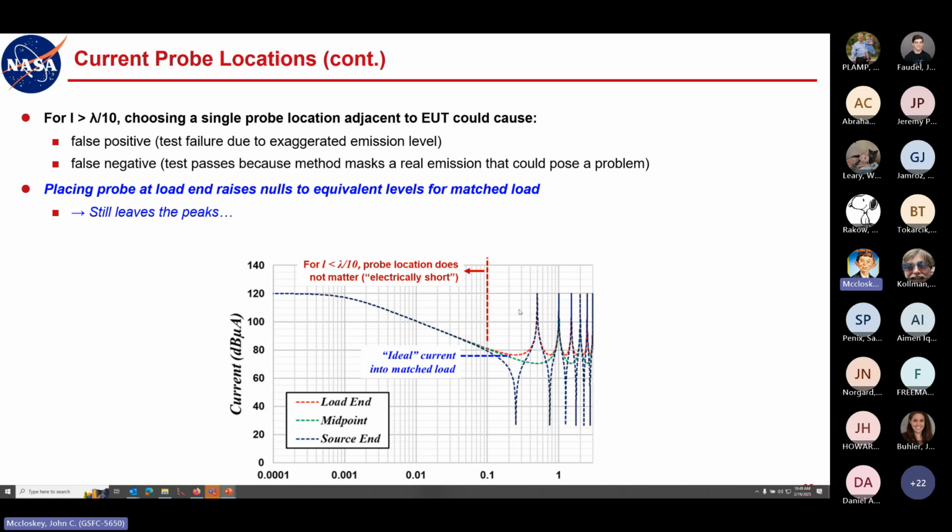Now, you can also have a false failure at these frequencies where you're going to get an exaggerated reading of what the current is, because now you're at a peak resonance. These are both resonances, right? These are both a function of resonances.